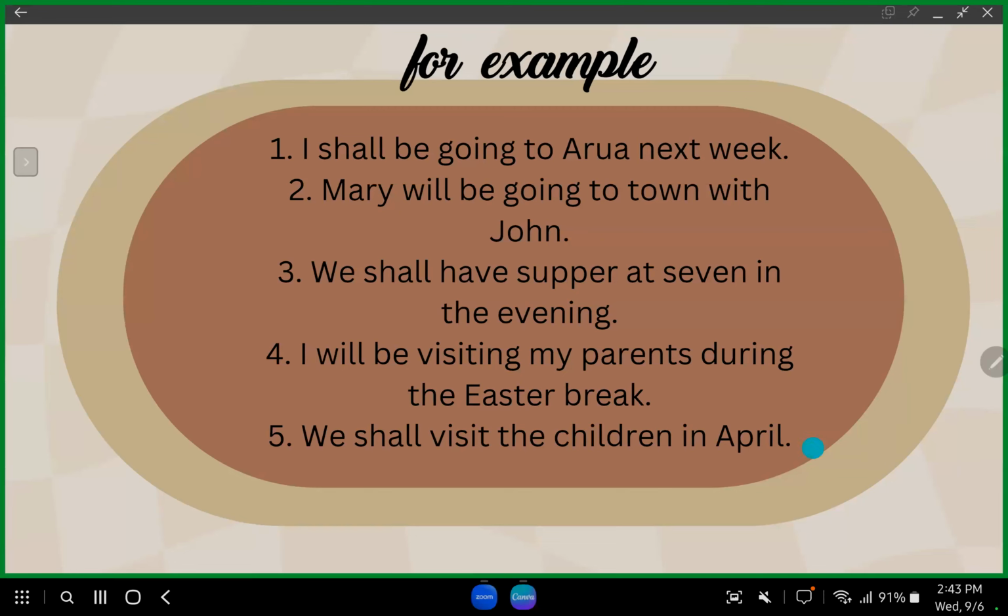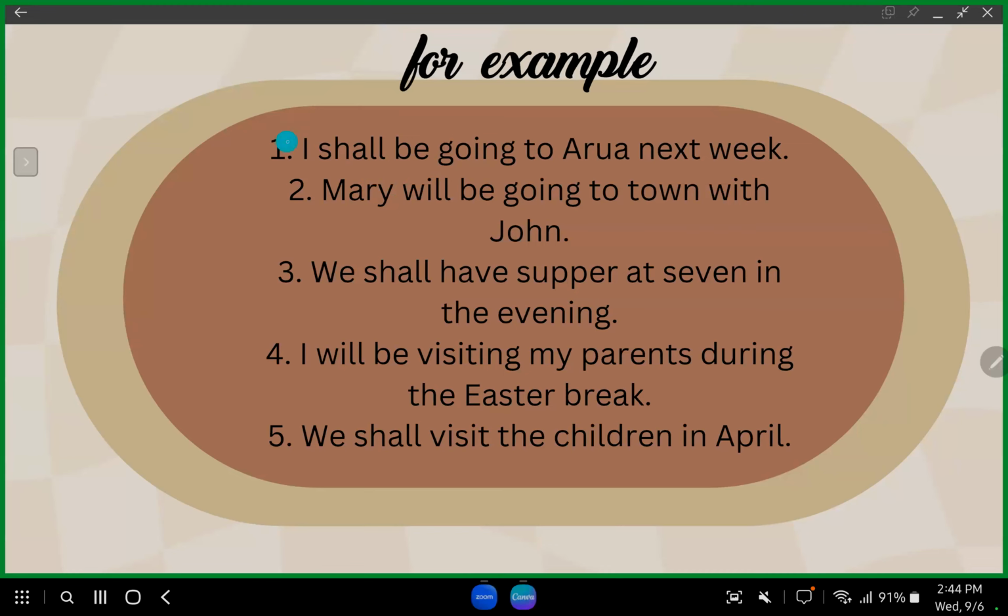I think you can see in these examples what I've been talking about. Number one says, I shall. Not I will, but I shall. So if it was I will be going, no, that's completely wrong. If you say they shall, it will be completely wrong. So you have to say I shall.